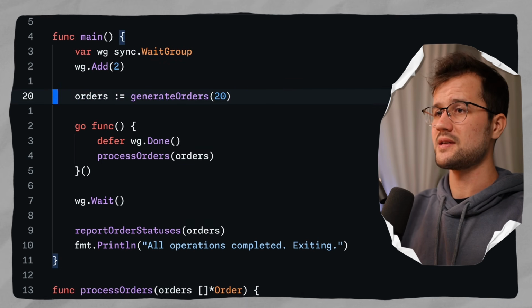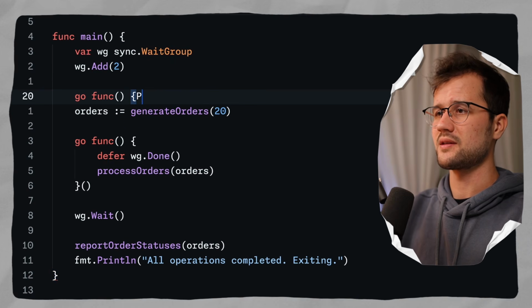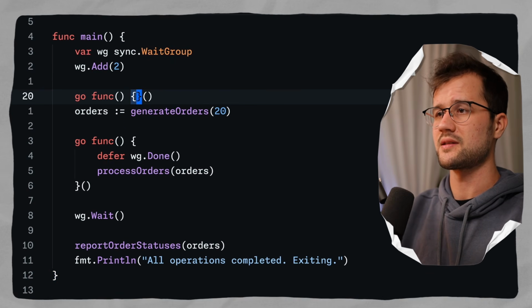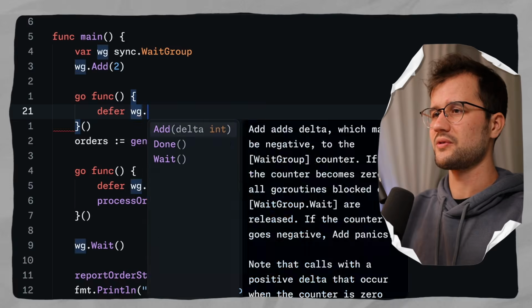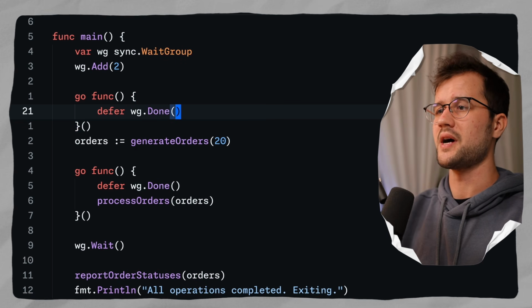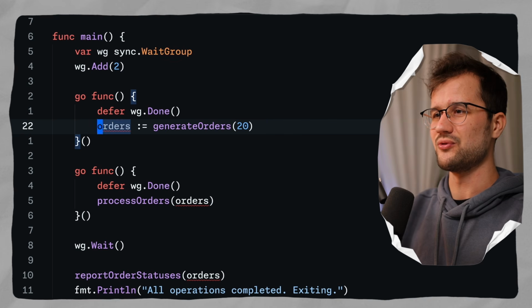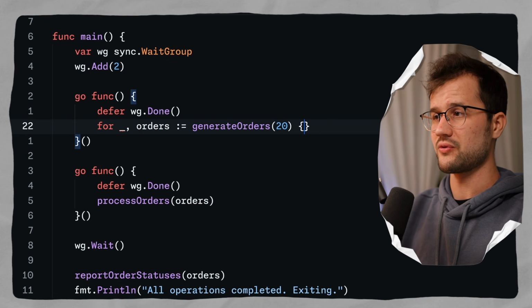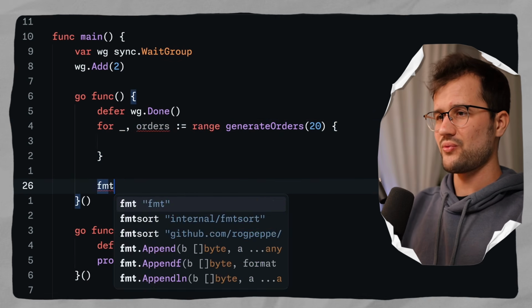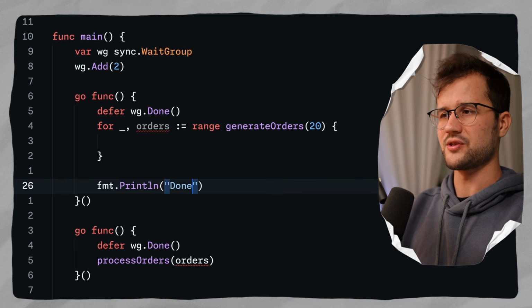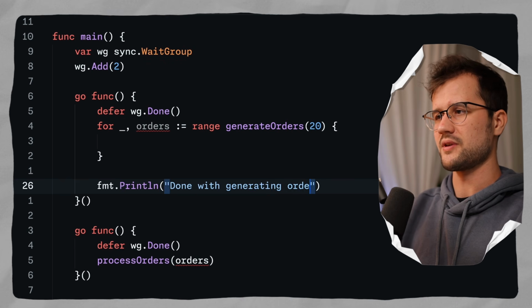And what we're going to say is go func again, right? And then this anonymous function is going to be executed again. Now in this function, we're going to say defer wg.Done to decrement the counter. And then we are going to loop over our generated orders here. And then we are going to print line something that just says "done with generating orders", right?